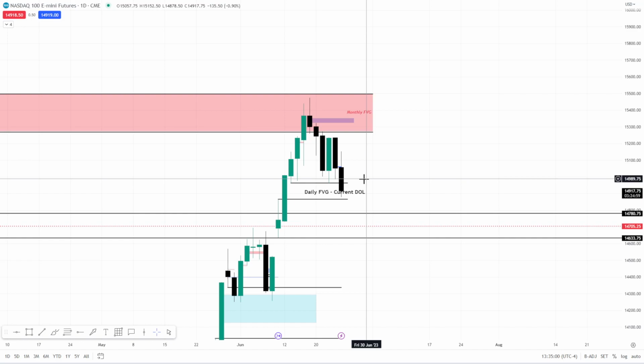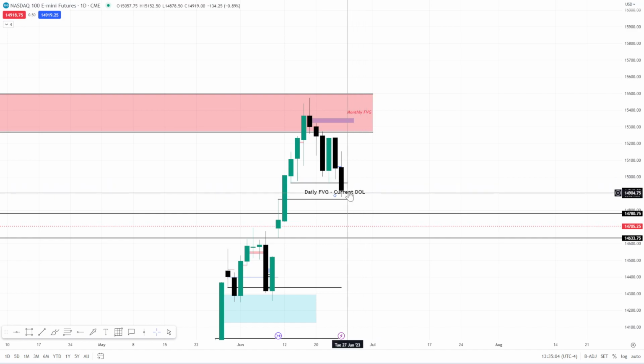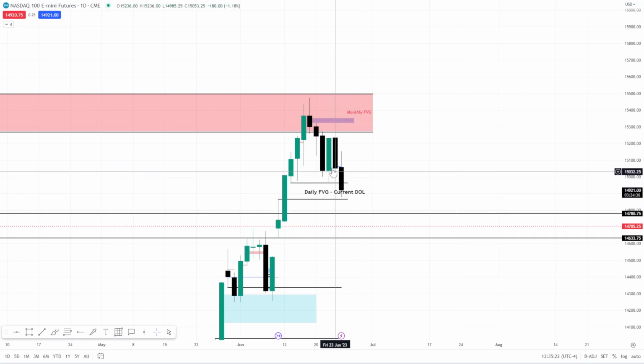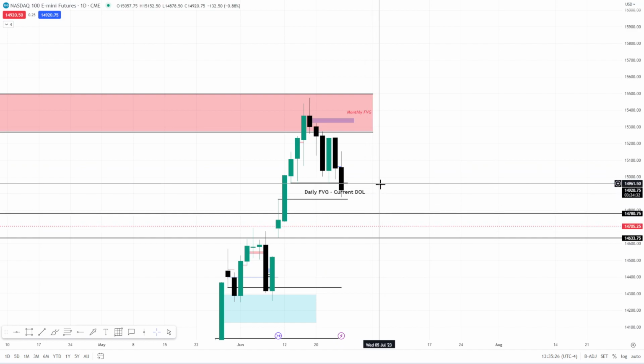So I would definitely, since this daily is going to close outside of this, it would be nice to have another kind of down day, and then maybe come back up to here, and then come down a little bit lower, and then J Powell comes back up into this order block and rejects out of there.